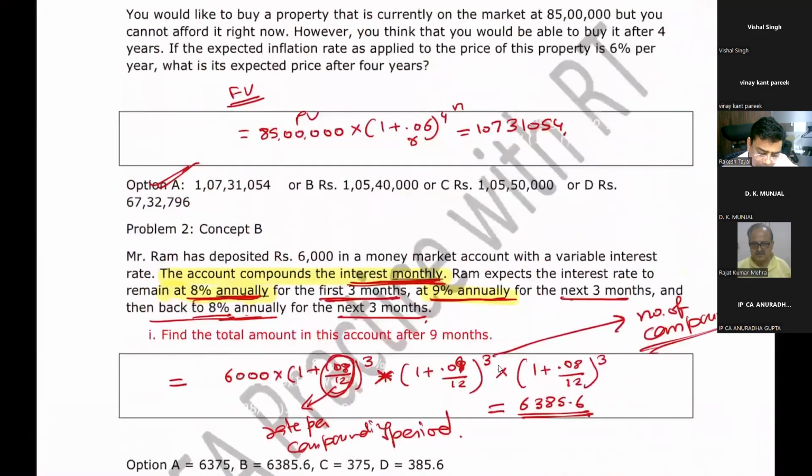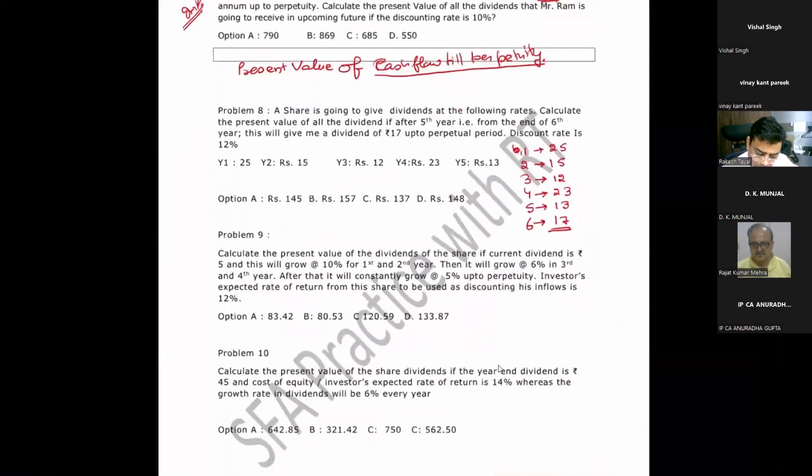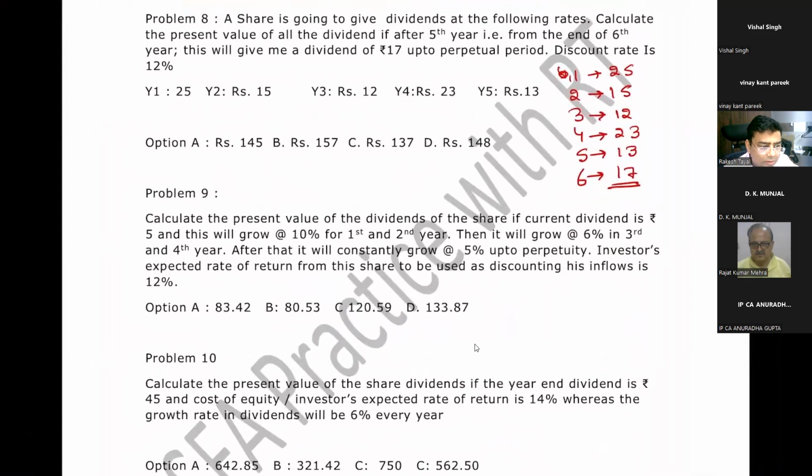Now coming to problem number 9. So this is the problem, Vikas, right? I am facing a problem in terminal value. How did 101 come? Have you got 7.14? Yes, 7.14. Divide by 12%? No, a 5% growth rate is given. It will grow constantly at perpetuity. That is given.